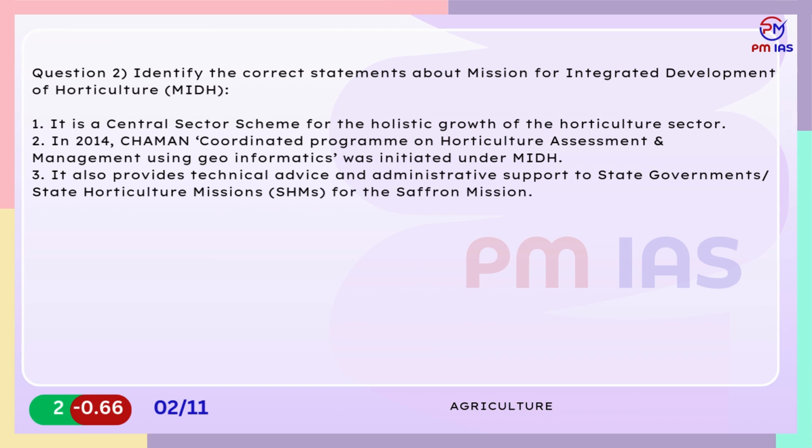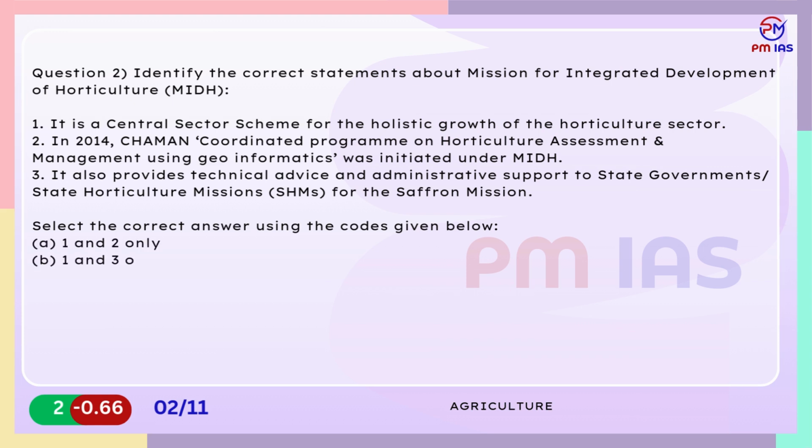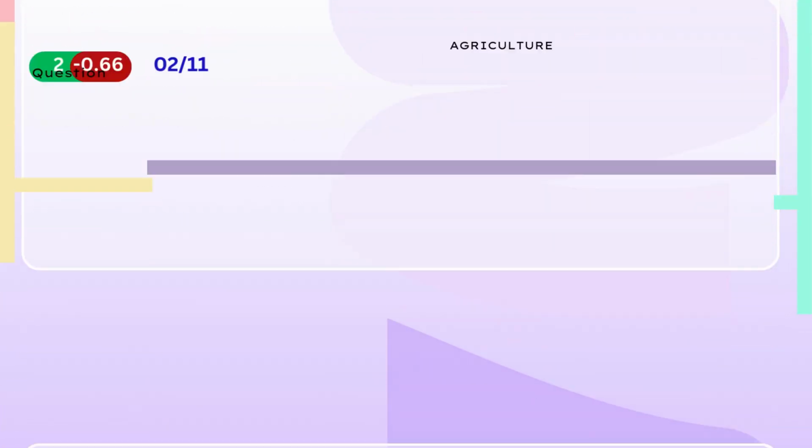3. It also provides technical advice and administrative support to state governments' State Horticulture Missions, SHMs, for the Saffron Mission. Select the correct answer using the codes given below. A. 1 and 2 only. B. 1 and 3 only. C. 2 and 3 only. D. All of the above.